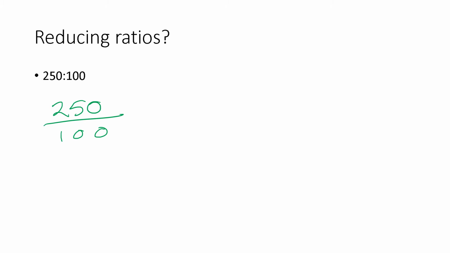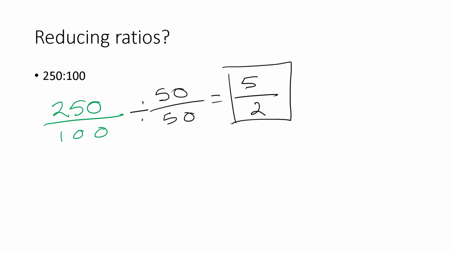So 250 over 100, we can divide this. We could reduce, let's say by 50. 50 will go into both of those numbers. 250 divided by 50 is 5, because 25 divided by 5 is 5. 100 divided by 50 is 2. So here's our final answer, 5 over 2.